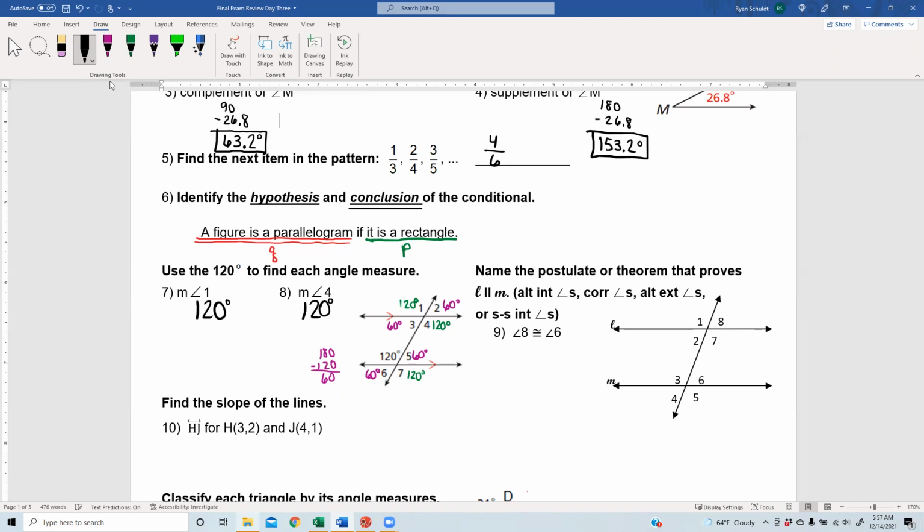Number 9, name the postulate or theorem that proves L is parallel to M. So are they alternate interior angles, corresponding angles, alternate exterior, or same side interior? Well, what 2 angles are they? That's the first thing we need to figure out. It says angles 8 and 6. I'll highlight them.